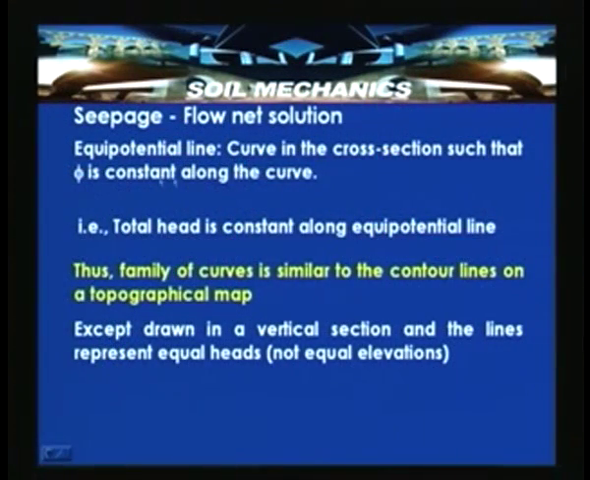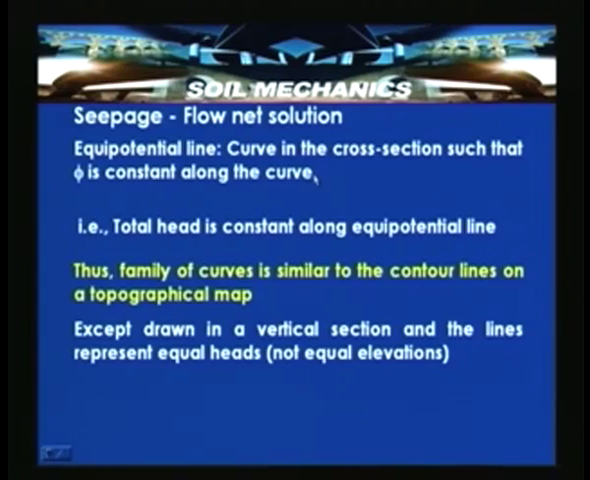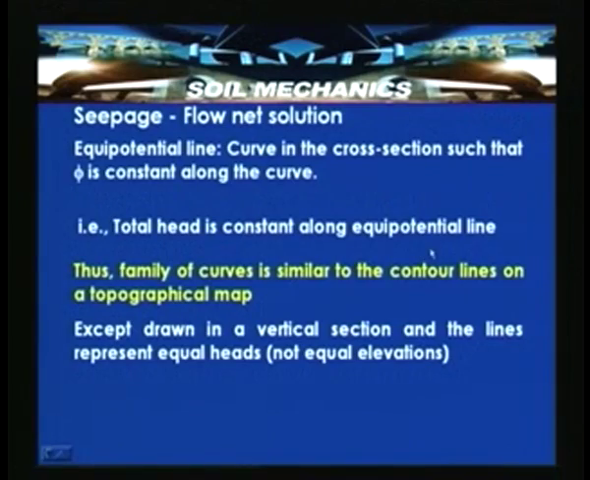So, an equipotential line is a curve in the cross section such that φ is constant along the curve. That is, the equipotential line is a curve drawn in the cross section of a particular structure under consideration, where the flow is taking place in a two dimensional plane. Such that φ is constant along that curve, which means the potential will be constant. Suppose it has a head h1, then h1 will be constant along that particular potential line. So, the total head is constant along that equipotential line.